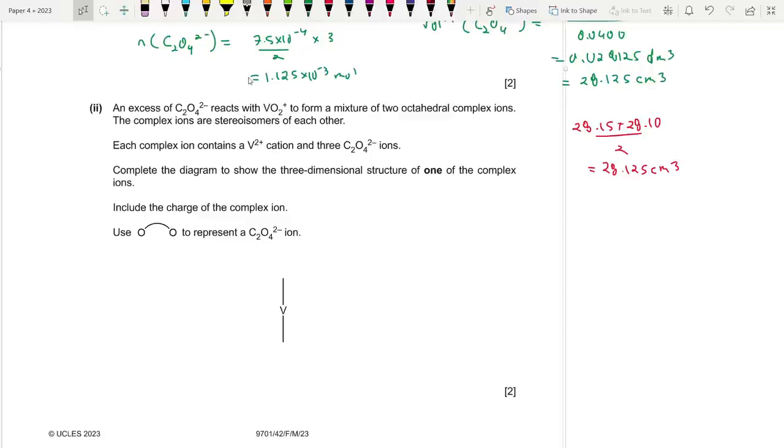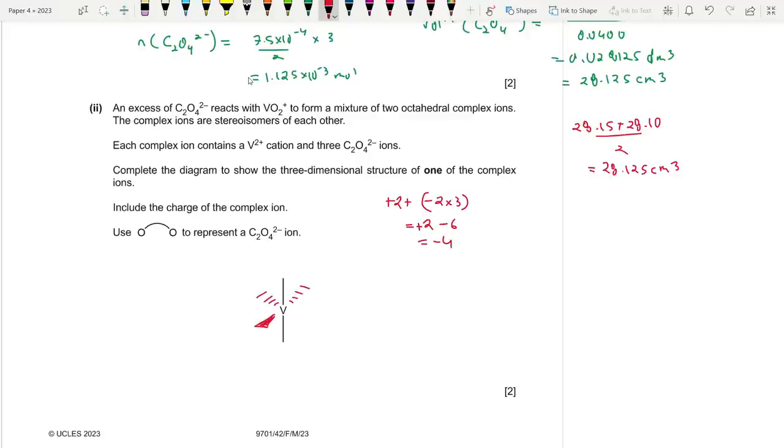So in total we have 1 2 plus and 3 2 minus. So what do we get? 2 plus 2 minus 6, which is minus 4. That's the net charge.